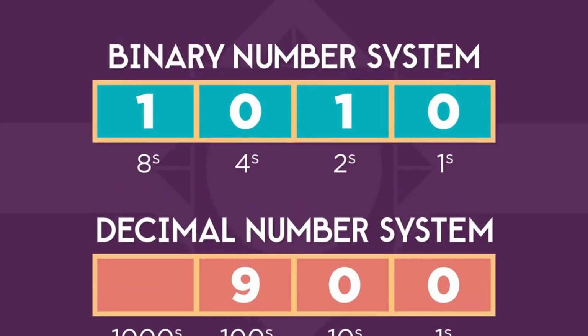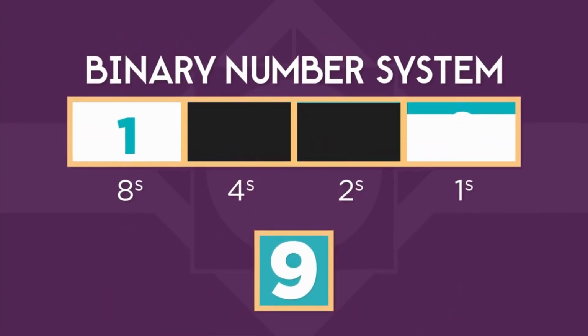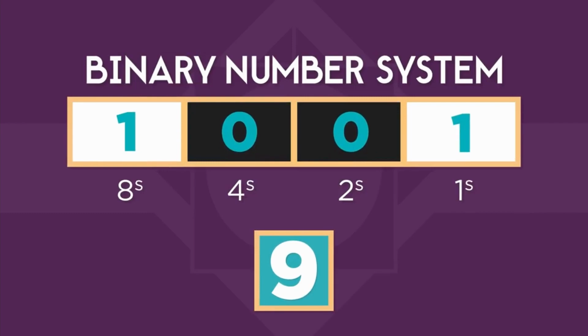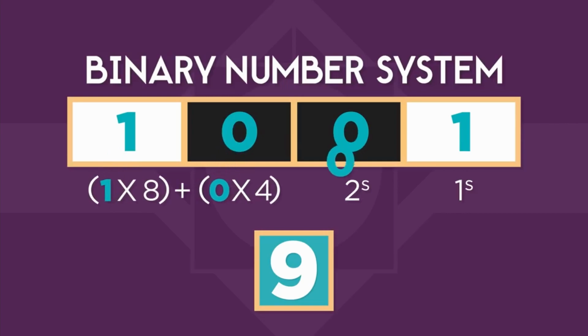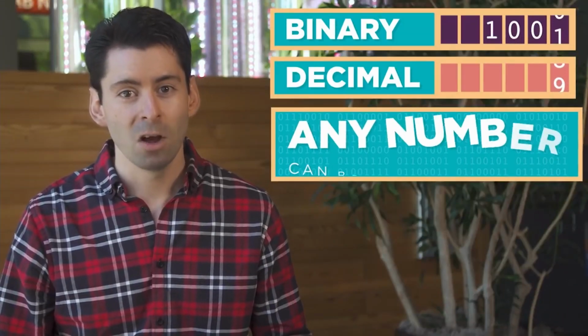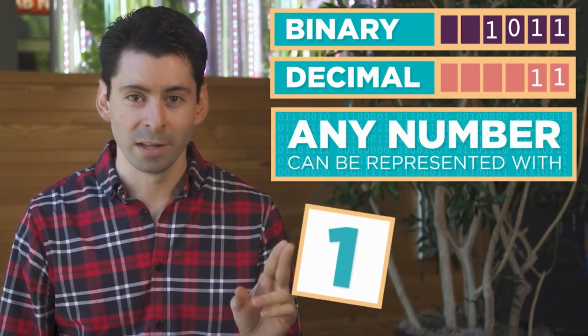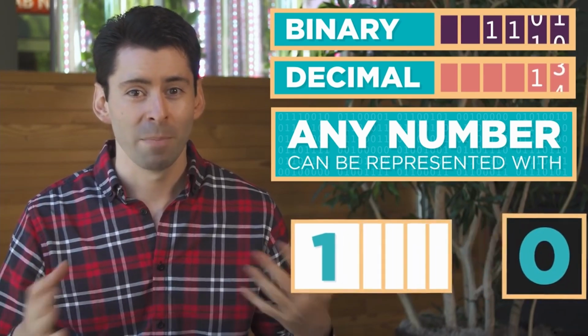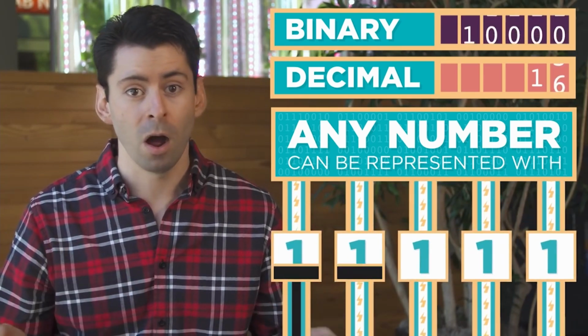For example, the number 9 in binary is 1, 0, 0, 1. To calculate the value, we add 1 times 8 plus 0 times 4 plus 0 times 2 plus 1 times 1. Almost nobody does this math because computers do it for us. What's important is that any number can be represented with only ones and zeros, or by a bunch of wires that are on or off.